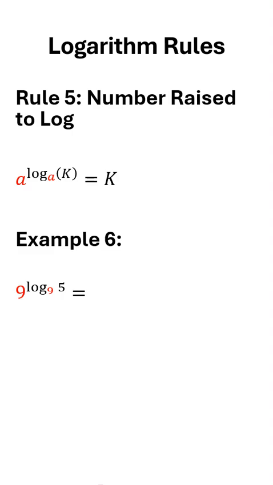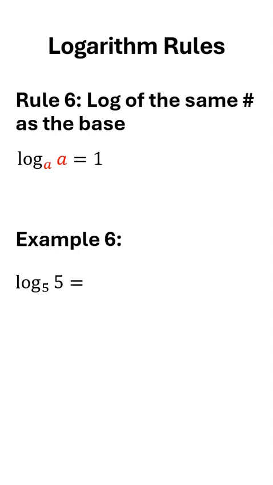Alright, so let's look at the next rule, which is number raised to log. Here we have a to the power of log to base a of k. As we can see here, this number and the base are the same. So just imagine you are cancelling them out and we just get k. So let's look at this example. We have 9 to the power of log to base 9 of 5. Just imagine you are cancelling out this 9 with this 9, and simply the answer is equal to 5.